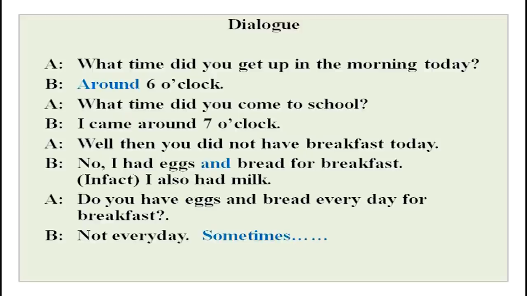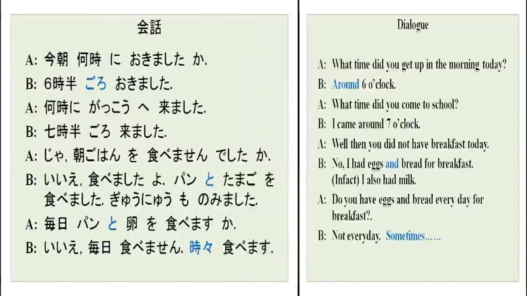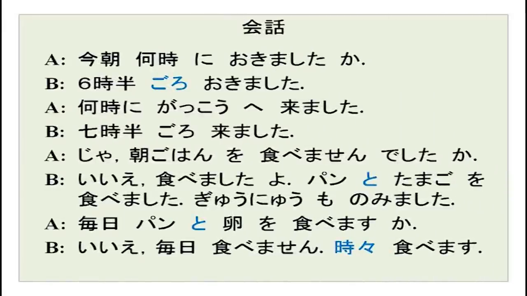What time did you get up this morning? Around 6 o'clock. What time did you come to school? I came around 7 o'clock. Well, then you did not have breakfast today? No, I had eggs and bread for breakfast. In fact, I also had milk. Do you have eggs and bread every day for breakfast? Not every day, sometimes. So, well, this is the translation, may not be an exact translation, but this is how you would say in English what is there in the Japanese. So, please don't try to translate it word by word. The meaning just might change.